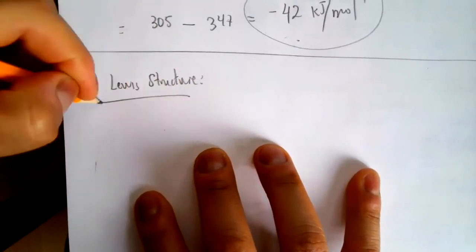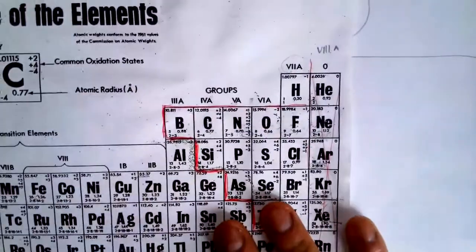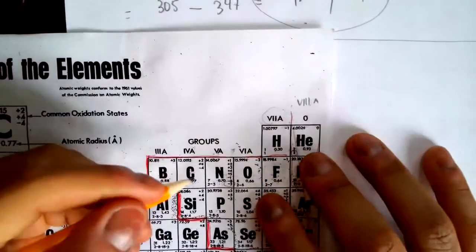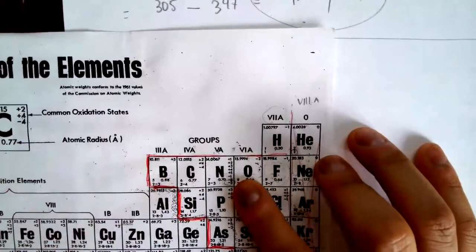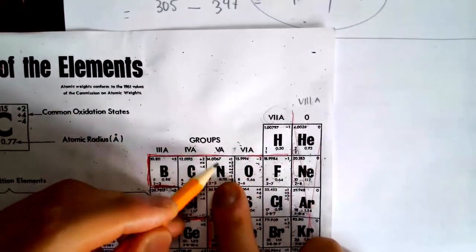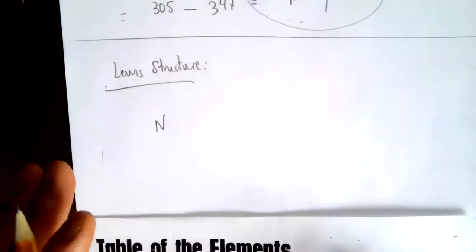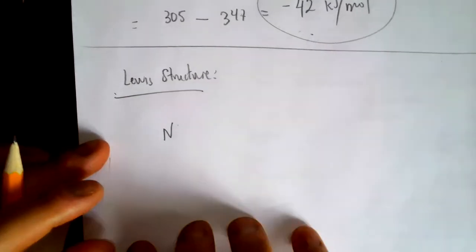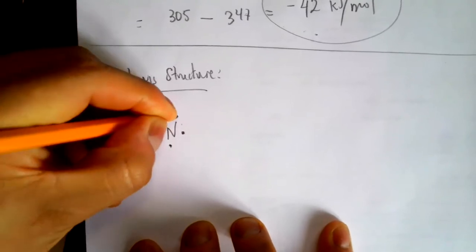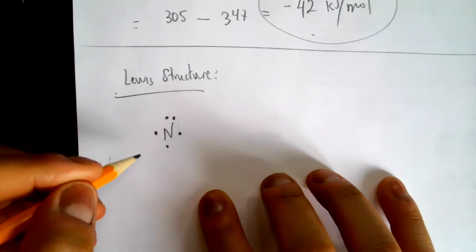In the Lewis structure, let's say I want to write the Lewis representation of nitrogen. What is the number of valence electrons of nitrogen? We said that valence electrons are given by the group number. So if nitrogen is under group 5A, that means nitrogen has 5 valence electrons. How do I draw those 5 valence electrons? According to Lewis, 1, 2, 3, 4, and 5. You always have to do one at a time.